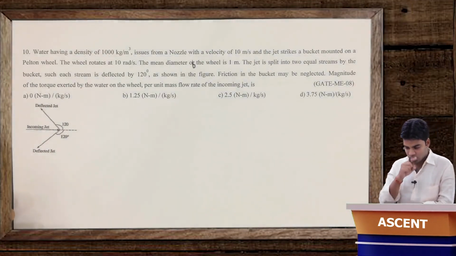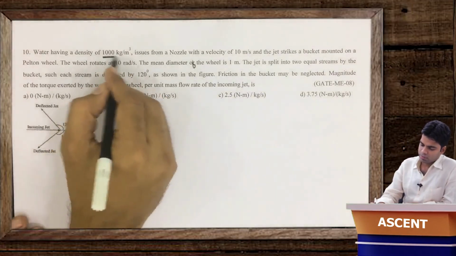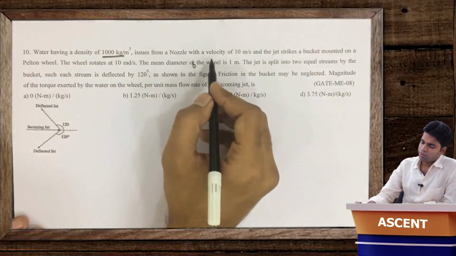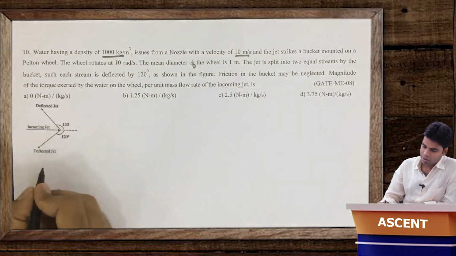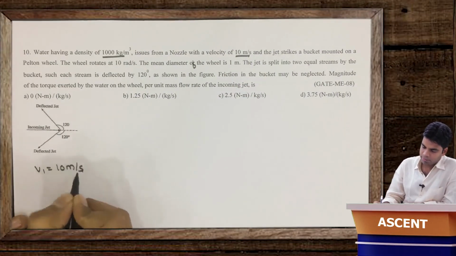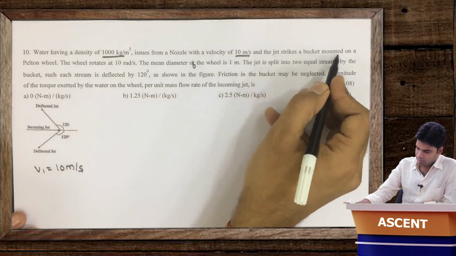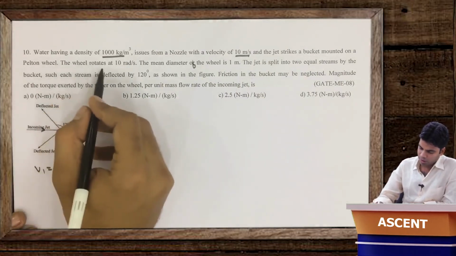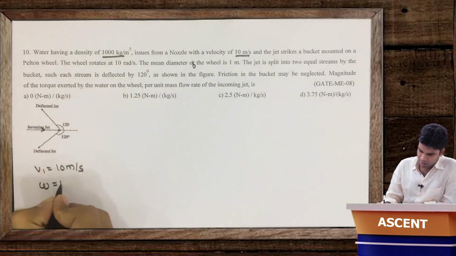Okay, so what it is saying in the question is, water is having the density, not a new thing, of 1000 kg per meter cube, issues from the nozzle with the velocity of 10 meter per second. That means the value of V1 is given as 10 meter per second. Getting this? And the jet strikes the bucket mounted on the Pelton wheel. This is the incoming jet striking the bucket. The wheel rotates at 10 radian per second. Omega is given as 10 radian per second.